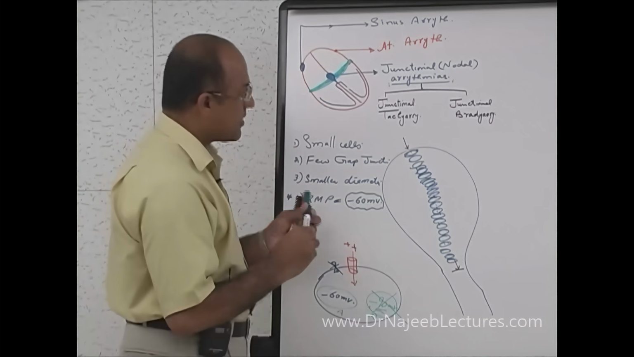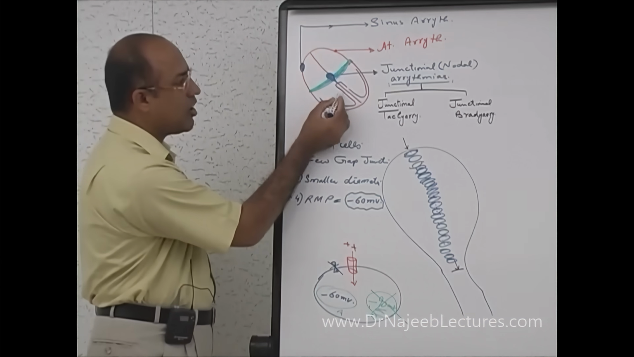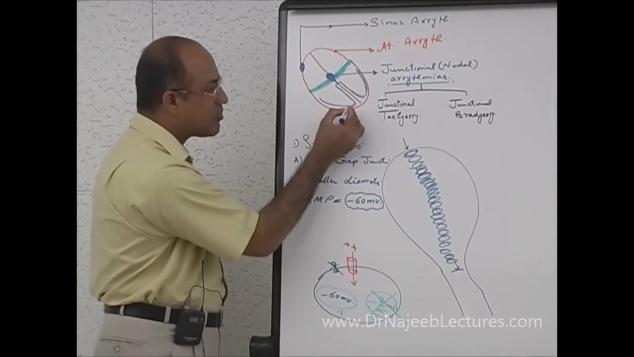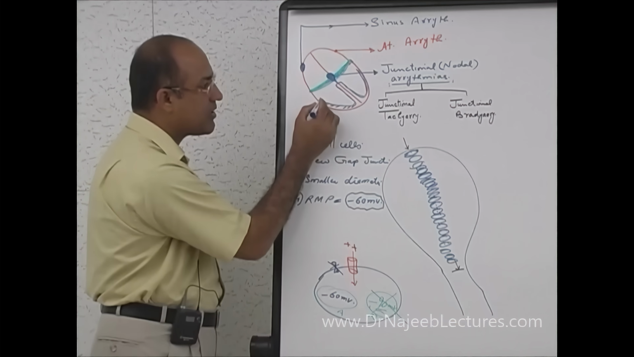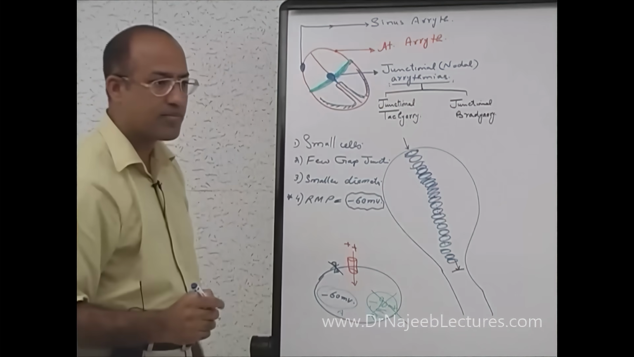But if you compare the bundle of His, or bundle branches or their small branches which are called Purkinje fibers, all of these are specialized in fast conduction.